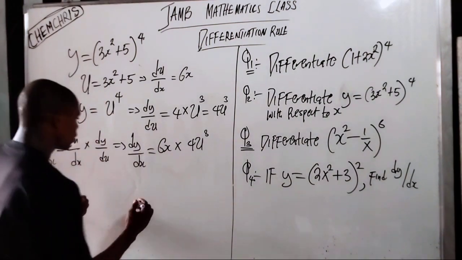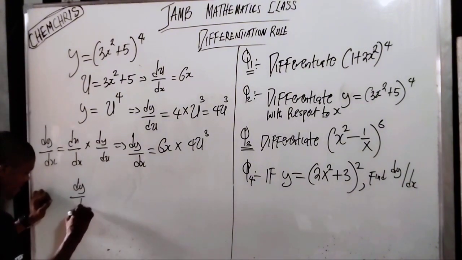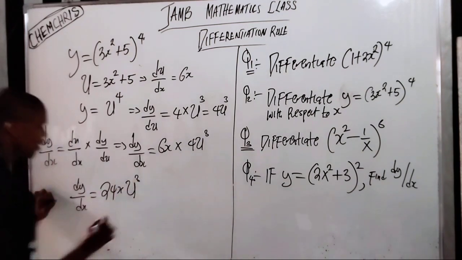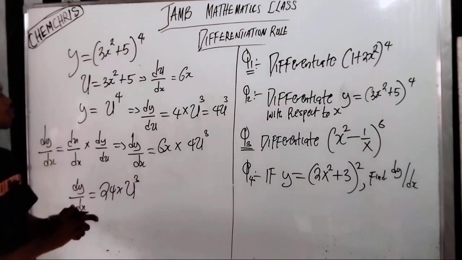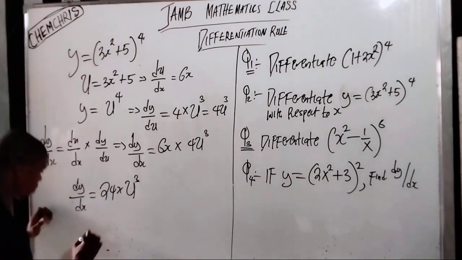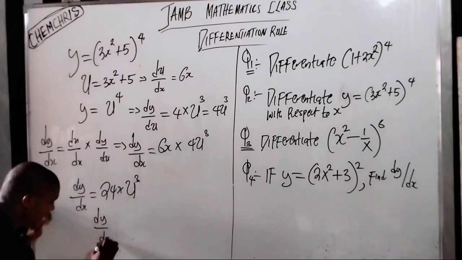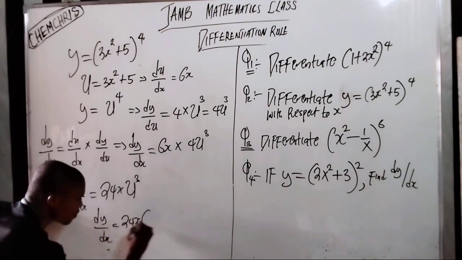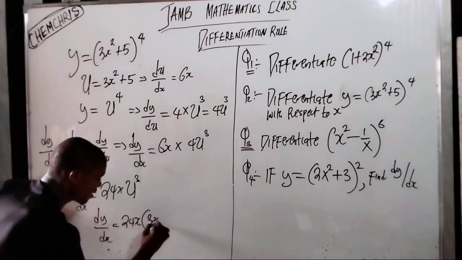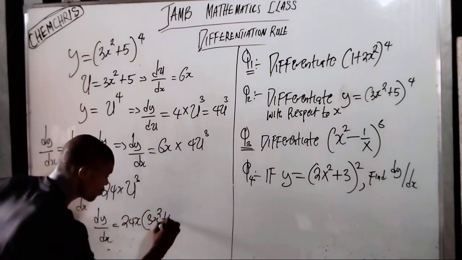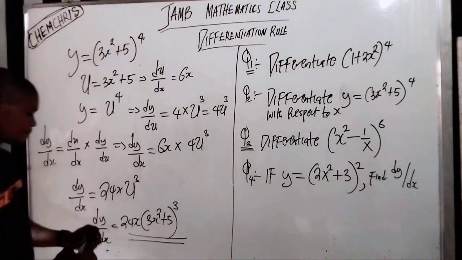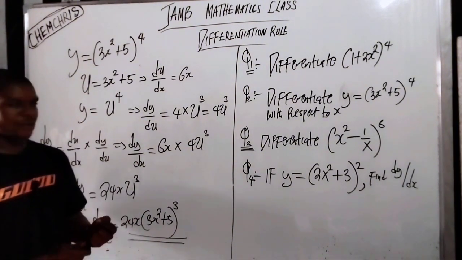So dy over dx equals 24x, then u raised to 3 is okay. Now remember my u is what? My u is 3x squared plus 5. So let's replace it there. So here we have dy over dx equals 24x times, my u is 3x squared plus 5. Remember there's a cube here, cube. That is the answer. As easy as that. It's not that too difficult, right?